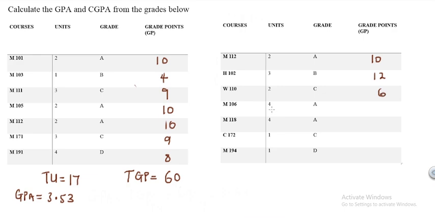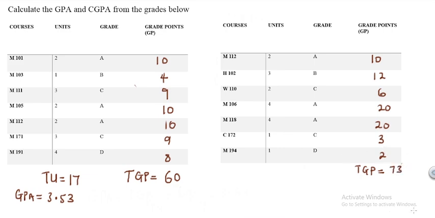Here the unit is 4. The grade is A. So 4 times grade 5, this is 20. Here 4 times 5 is 20. Here 1 times 3 is 3. Here 1 times 2 is 2. So we do the same thing. We add up all the grade points. So total grade points here is equal to 10 plus 12 plus 6 plus 20 plus 20 plus 3 plus 2. If you do that, you get 73.